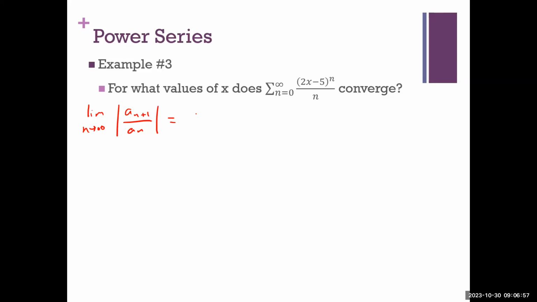So what is a sub n plus 1 going to look like? It's (2x minus 5) to the n plus 1, over n plus 1. And one change I'm going to make this time is to write this thing out like this: times n over (2x minus 5) to the n. Are we okay with what I've done so far?